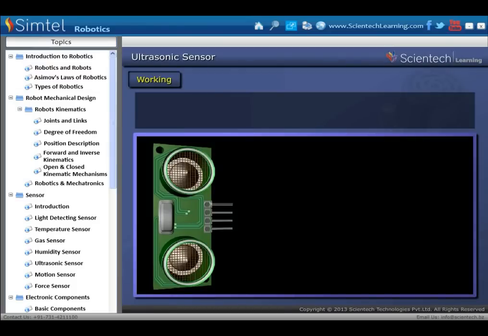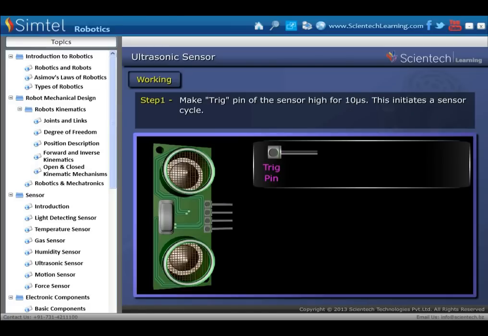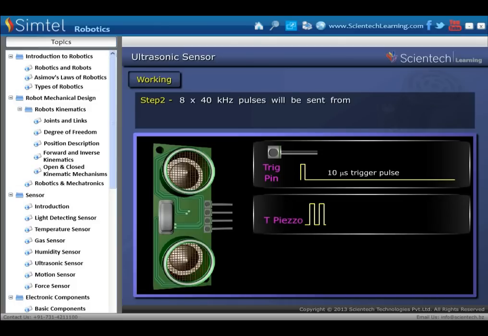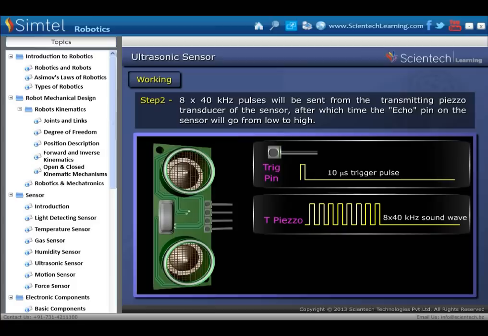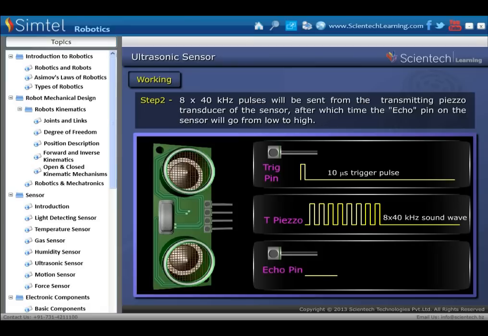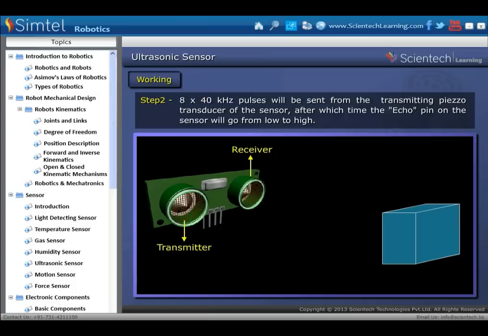Now, we will discuss working of ultrasonic sensor in 6 steps. Step 1. Make trigger pin of the sensor high for 10 microseconds. This initiates a sensor cycle. Step 2. 8 times 40 kHz pulses will be sent from the transmitting piezo transducer of the sensor, after which time the echo pin on the sensor will go from low to high, as we see in animation.